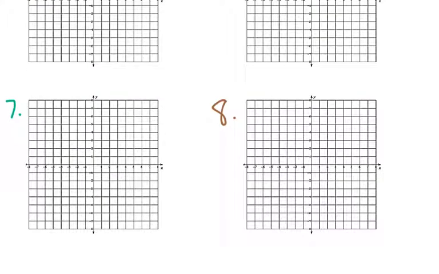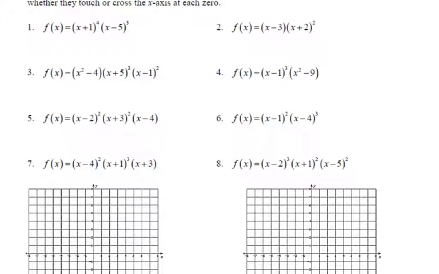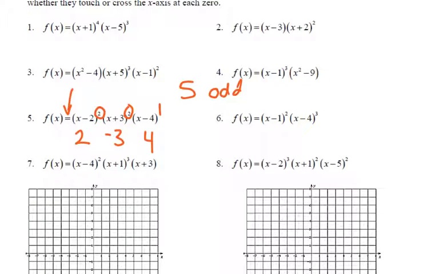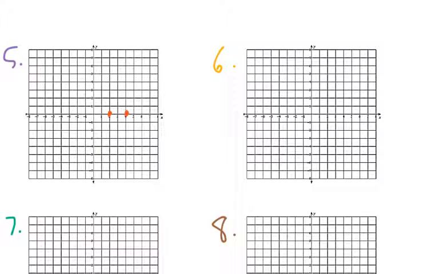So number 5. Okay, so number 5, we've got a positive 2 with a multiplicity of 2, negative 3 multiplicity of 2, so they're bouncing. And then a multiplicity of 1 for positive 4, so it's crossing. So degree of 5, so it's odd and positive. So we have a positive 2, we have a negative 3 and a positive 4.